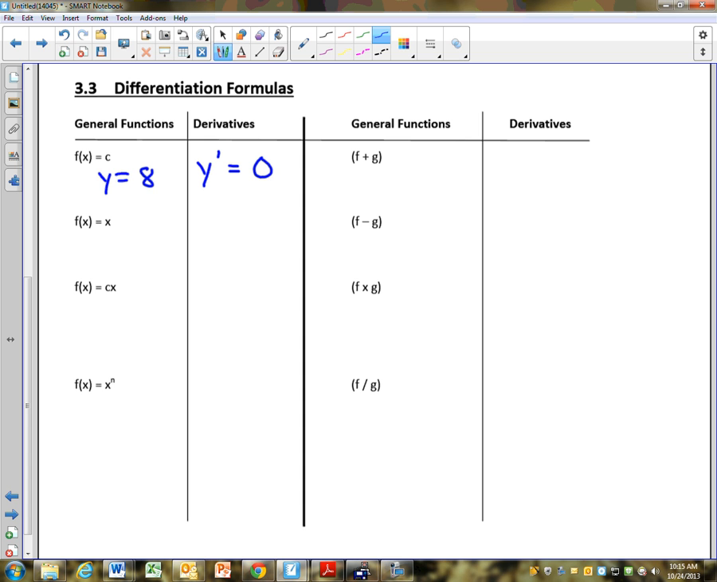Let's say you have a function equal to x. Y equals x. If we take the derivative, we get y prime is equal to, what's the slope always of x? It's 1. What if we had y is equal to 6x? What's always the slope of that line? 6. So y prime is always equal to whatever the constant is. Very good.